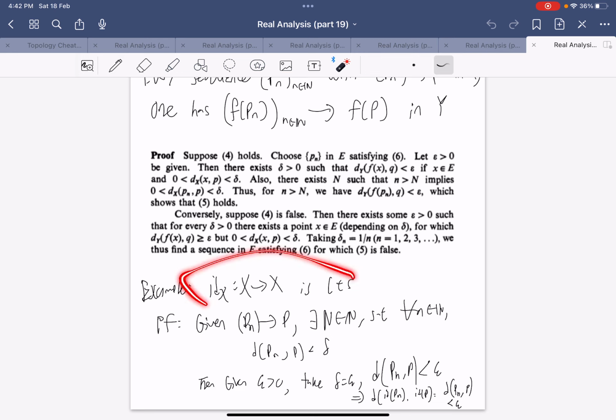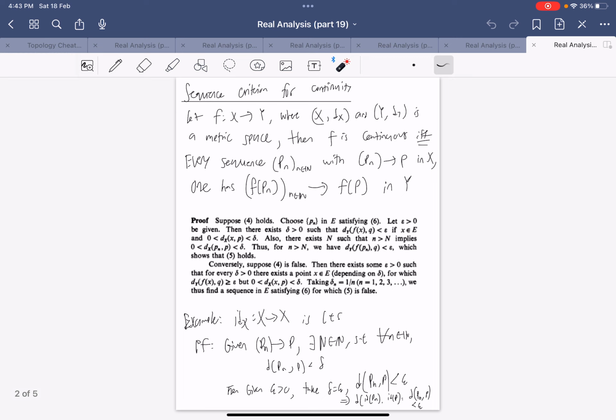And we can now prove that the identity map is continuous because given a sequence P_n approaching P, there exists a cutoff such that for all n larger than this cutoff, the distance between P_n and P is less than delta. And so now given epsilon, we just take delta to be epsilon. When this is less than epsilon, it means that when you run it through the identity, it will still be less than epsilon, and we're done.